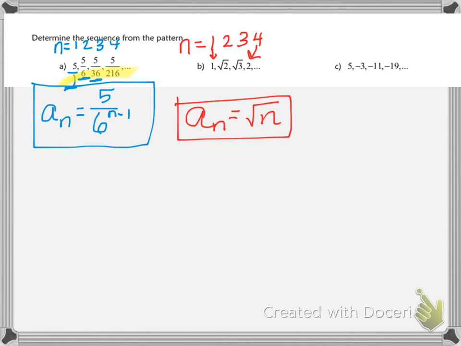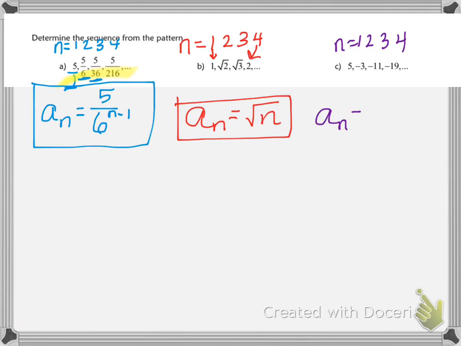And then for the third example here, if I look at the pattern, and I'm still going to write n equals 1, 2, 3, 4, each of those terms have a difference of 8. So 5 minus 8 is negative 3. Negative 3 minus 8 is negative 11, and this is actually called an arithmetic sequence, which we're going to talk a lot about in the next target. But if we were to plot points like this, they would form a line that has a slope of negative 8.